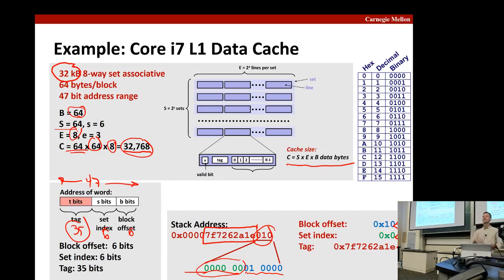Okay. Yes. How did you know that the block offset is 6 bits? Because the cache line size is 64 bytes. So we were given that B was 64, and you take the log of that.